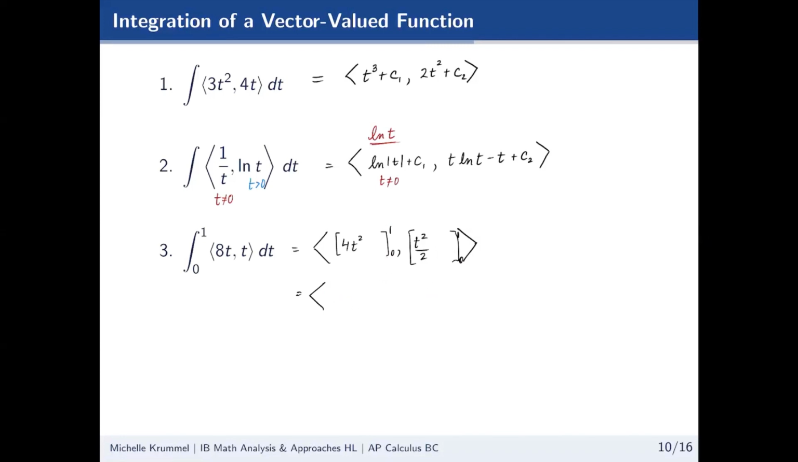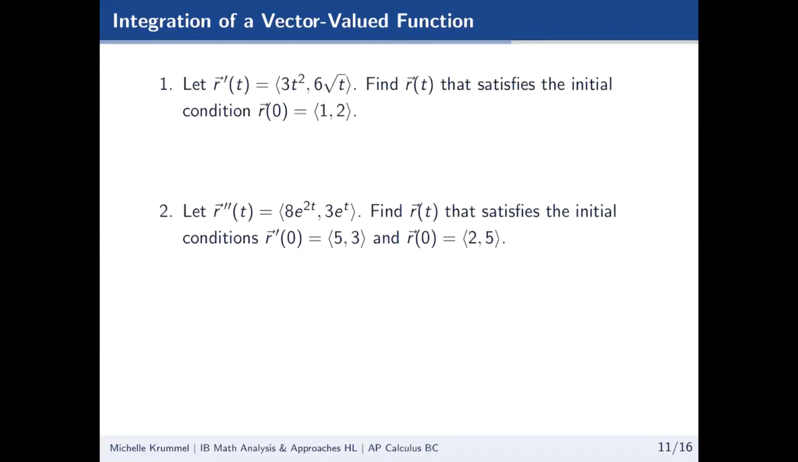So let's try that again. Okay, sub in the 1, we get 4, minus sub in the 0, we get 0. And then for our y component, we'll sub in the 1, and then minus sub in the 0. And our vector is 4, 1/2. So our definite integral here gives us just one specific vector with a constant x component and a constant y component.